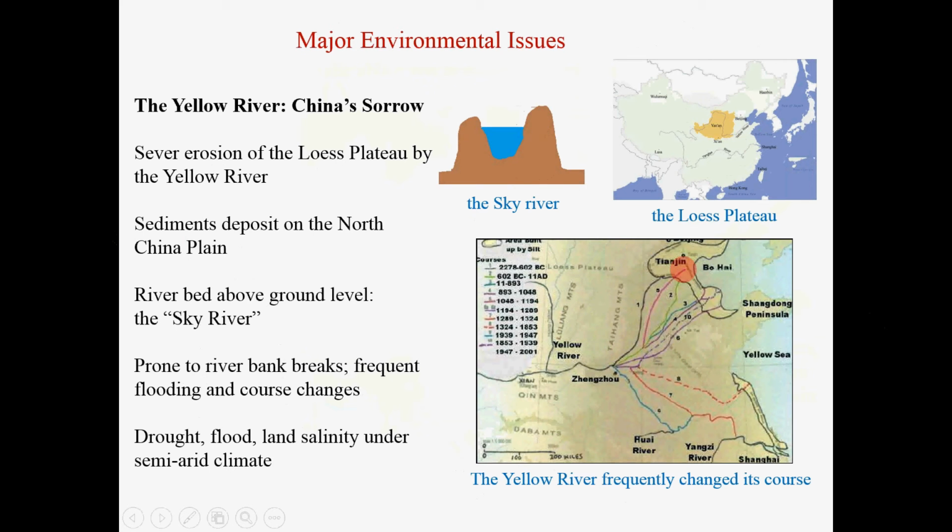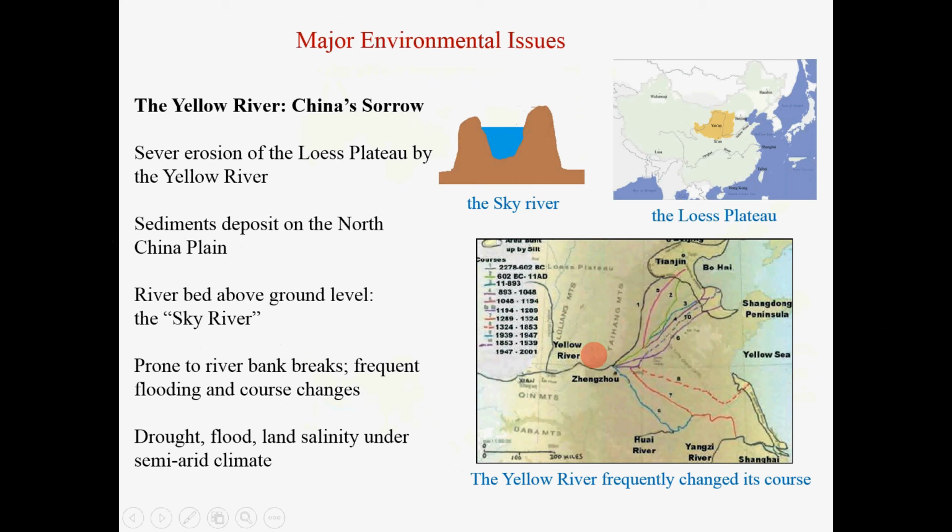So this is a region in China where you have several major problems. You have drought, you have a flooding problem, and also you have land salinity. And that's why this part of China is economically not very developed, because the land quality is not very high. That is exactly why the Yellow River is called China's sorrow.